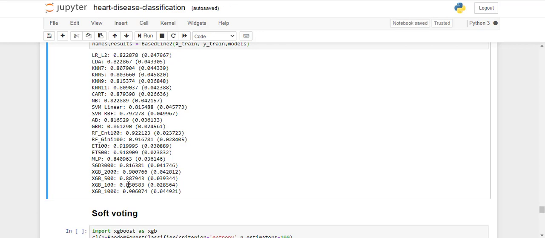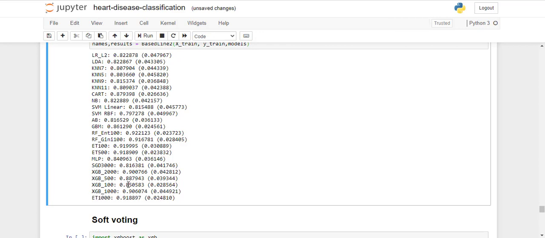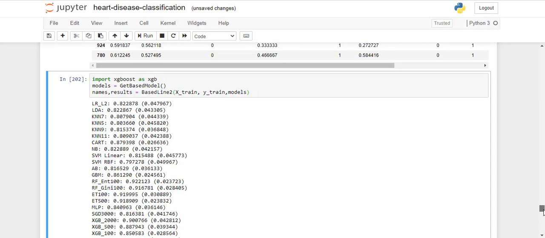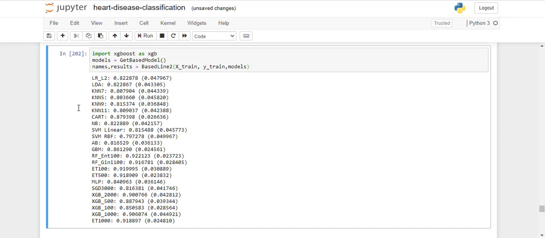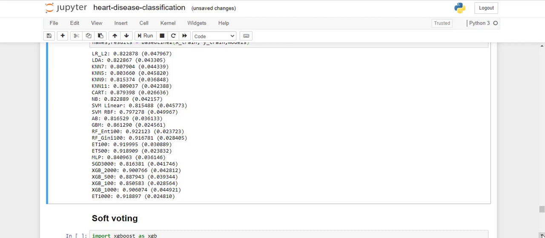Okay, so 91.8. So 889. Okay, so ET 500 is better. So as we can see, we will select the top five algorithms from here based on cross-validation performance, and we'll create one soft voting model, which is an ensemble of these models, and we will assign weightage based on their performance. Let's see how this soft voting model will perform.